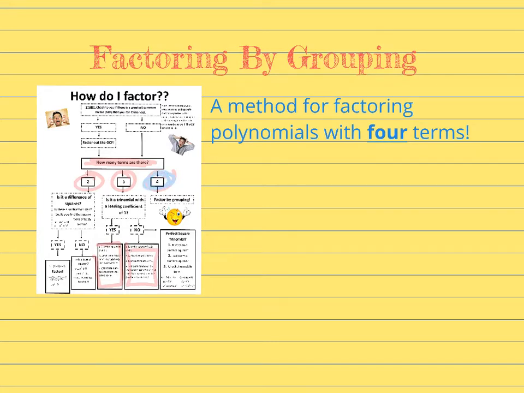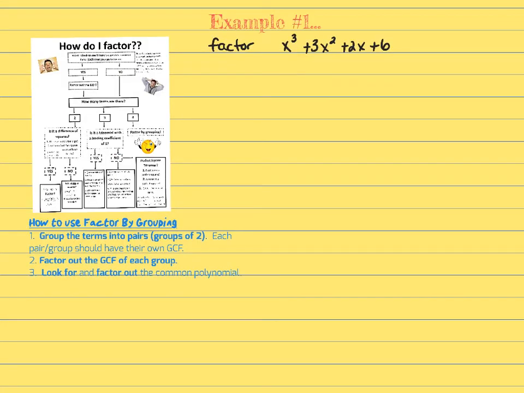So on our factoring flowchart, there is a spot that tells us if we have 4 terms, we are going to use factor by grouping. So it's just for 4 terms here. Now here's our first example, and what I want you to note right away is that in the lower left-hand corner here, I have included the directions for how we factor by grouping.